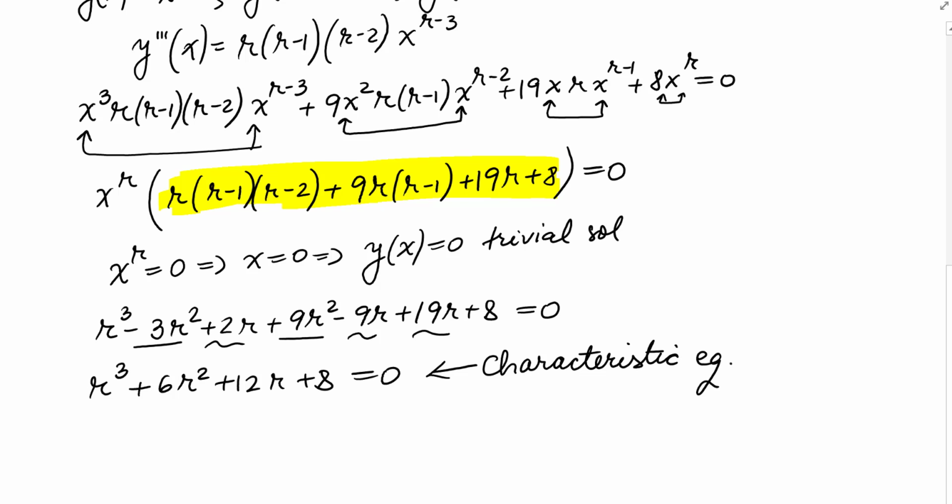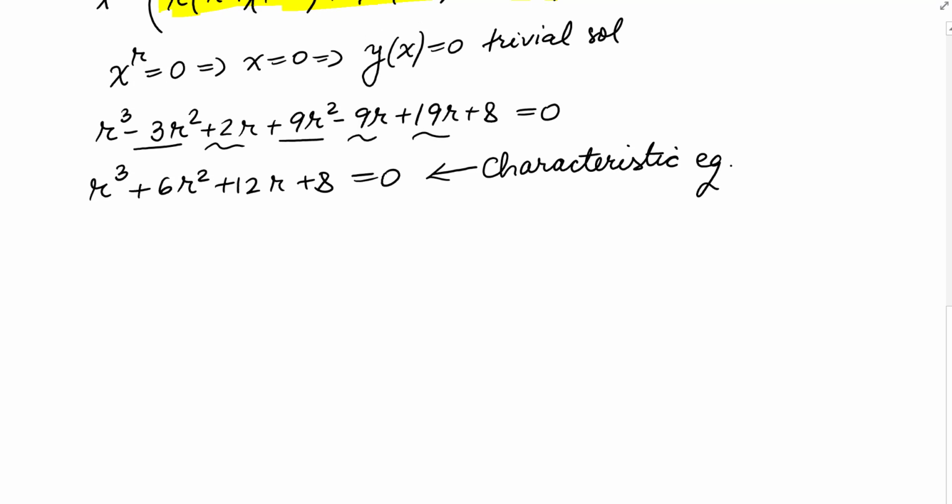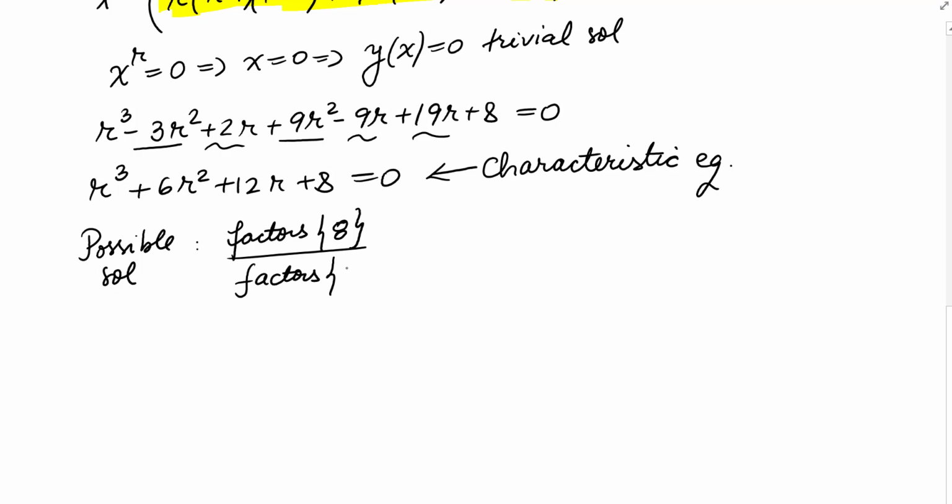So now we want to solve this equation. The way we'll do it is we're going to look for possible solutions through the factors of the constant, which is 8, over the factors of the leading coefficient, which is 1. So basically, plus minus 1, plus minus 2, plus minus 4, plus minus 8 are possible solutions.